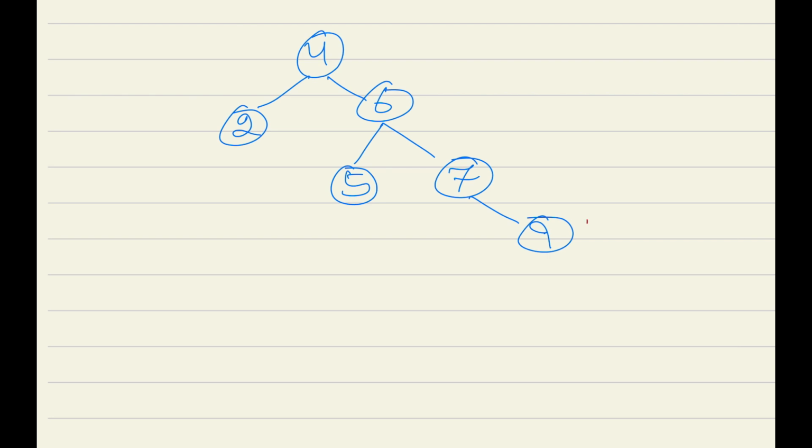So here the balance factor will be 0, here it will be -1, here it will be 0, here it will be 1 minus 2, that is -1, here it will be 0, here 1 minus 3, so it is equal to -2. So the balance factor of node 4 is -2. So we can say this tree is not an AVL tree.